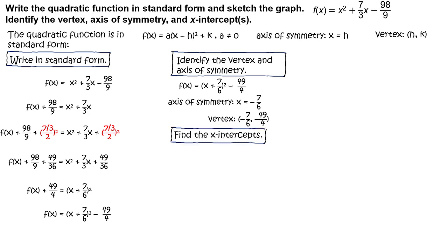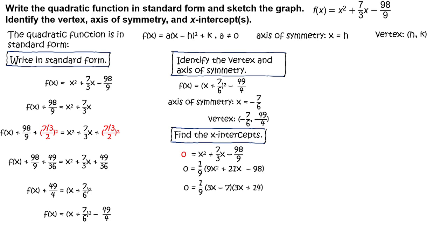Now you're ready to find the x-intercepts. In the original quadratic function, substitute 0 for f of x. You will get 0 equals x squared plus 7/3 x minus 98/9. Solve the resulting equation for x to find the x-intercepts. Factor out 1/9 from the expression on the right side of the equation. You will get 0 equals 1/9 times the quantity 9x squared plus 21x minus 98.